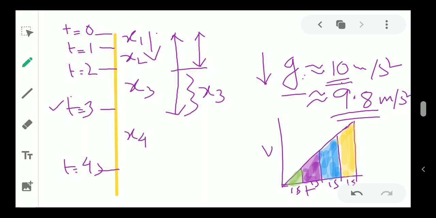So whenever we want to find out how much distance is covered in some definite second, in the third second or in the fourth second, what you have to do is calculate for, let's say, the fourth second, we have to do subtraction. We have to find the distance covered in t equal to 4 seconds minus the distance covered in t equal to 3 seconds.